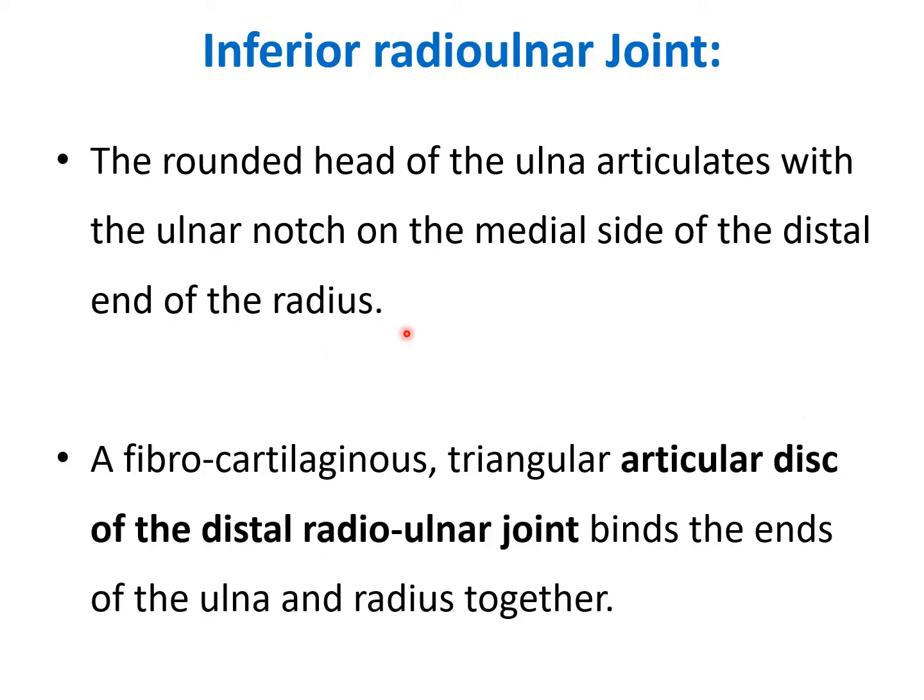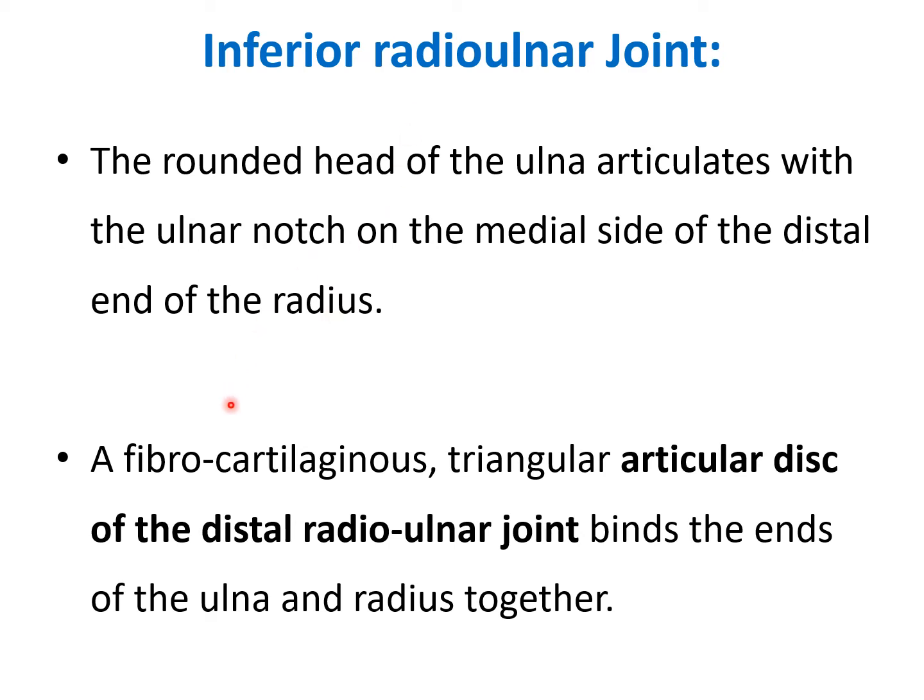Now the inferior radioulnar joint: the rounded head of the ulna articulates with the ulnar notch on the medial side of the distal end of the radius. So again the two bones are united together, but here the head is not of the radius but of the ulna. So the rounded head of the ulna unites with the distal end of the radius on a notch which is known as the ulnar notch of the radius to form the inferior or distal radioulnar joint.